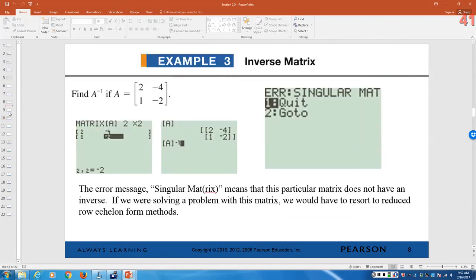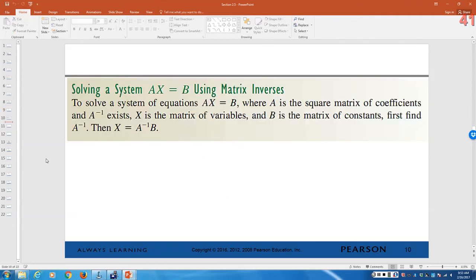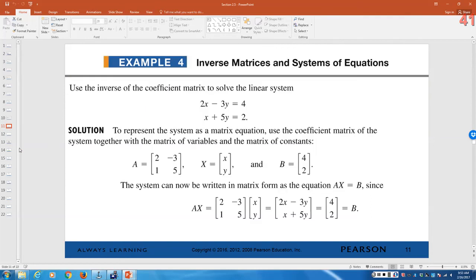Now, this is why, like I said, that's nice, but who cares, because it doesn't really tell us anything useful. The useful part comes in because we can use the inverse of a matrix to solve a system of equations. We're just going to do an example so you'll see how that works.